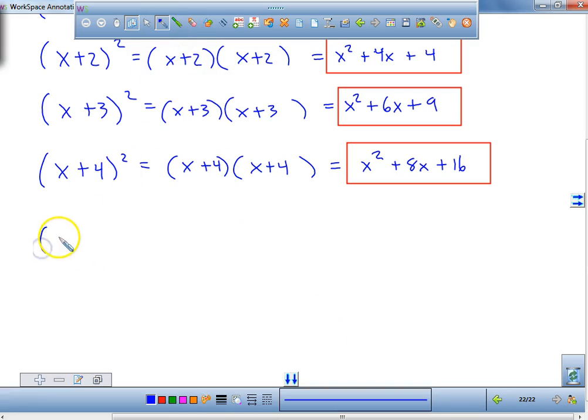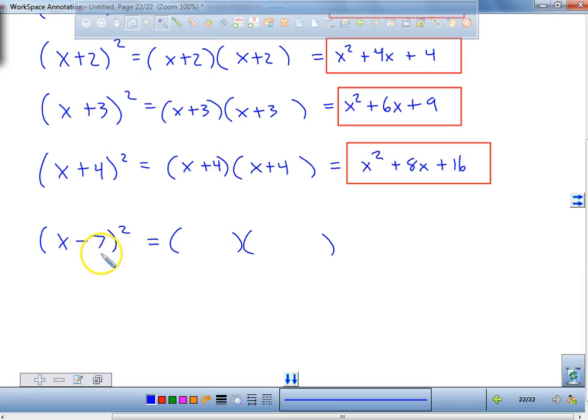Now remember I said you can also do this with negative, so we're just going to do another one right here. I'm going to say x minus 7 squared. Now what am I going to put in parentheses? So if I say x minus 7 in parentheses squared, what's going to go right here? X minus 7. There we go.